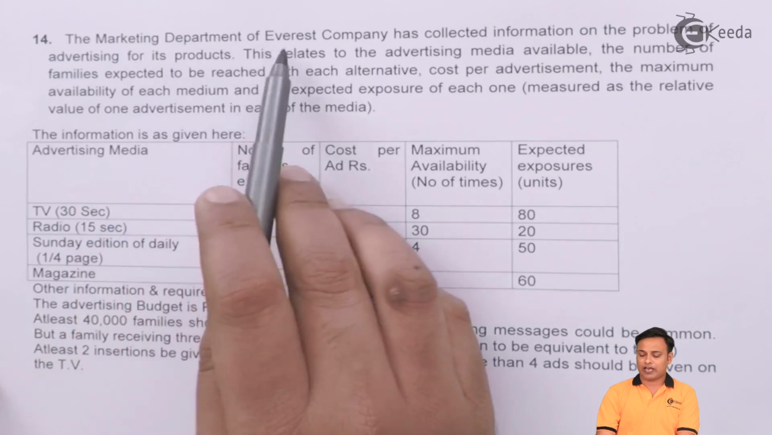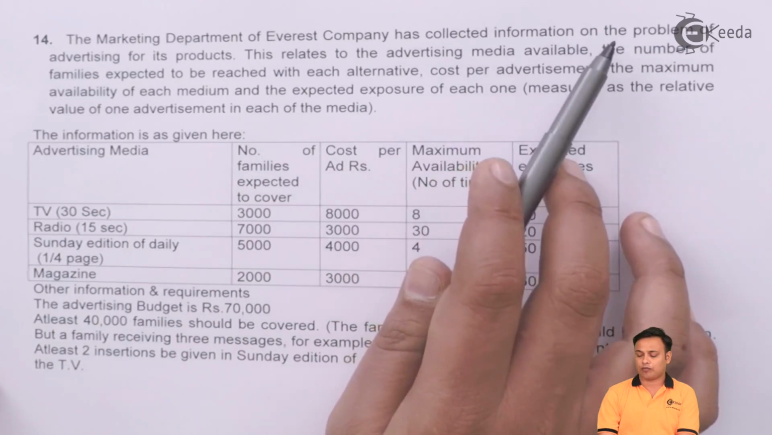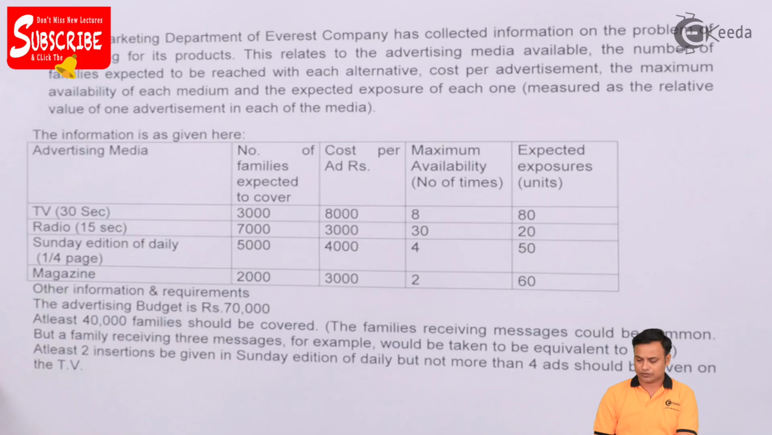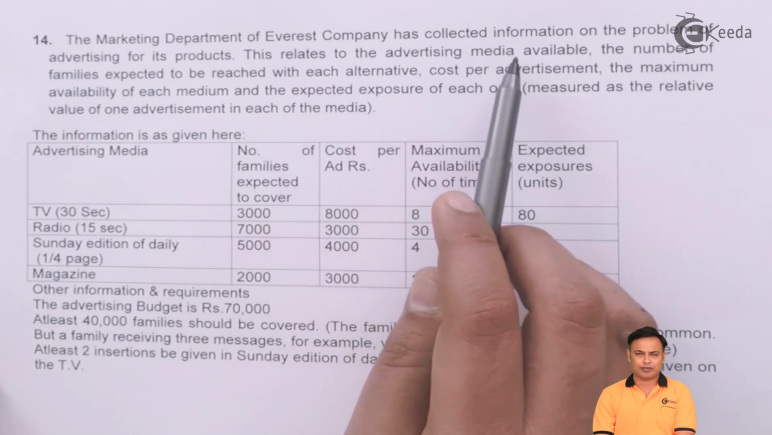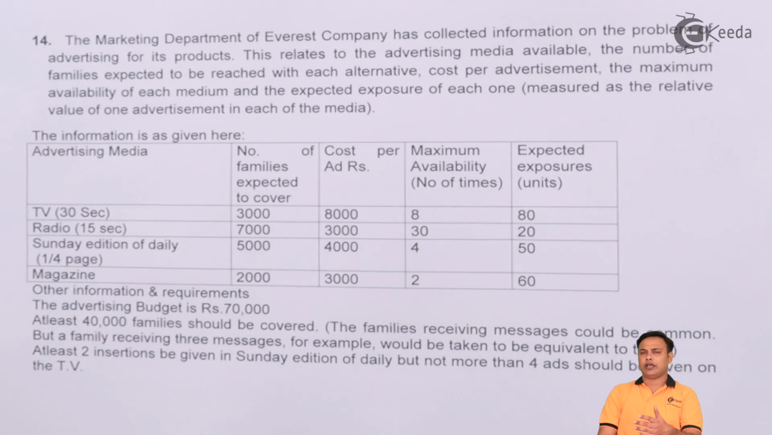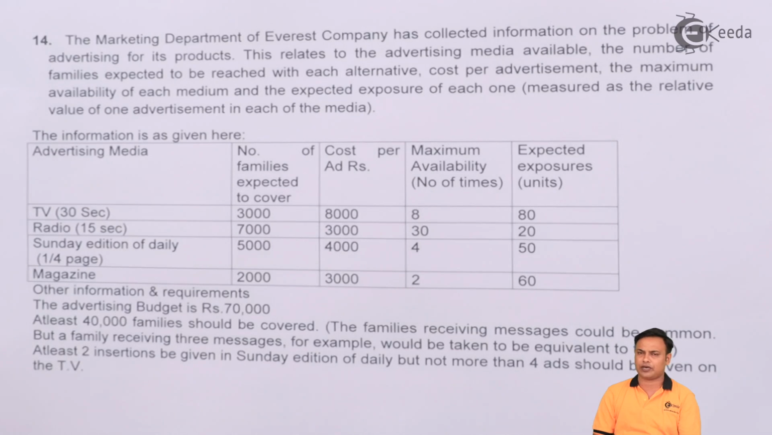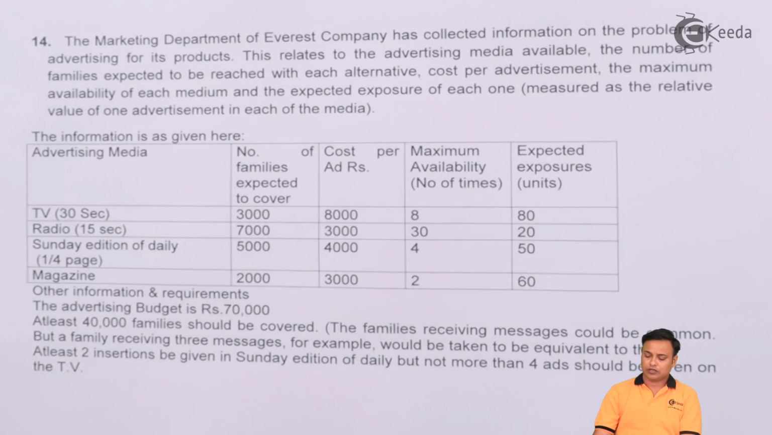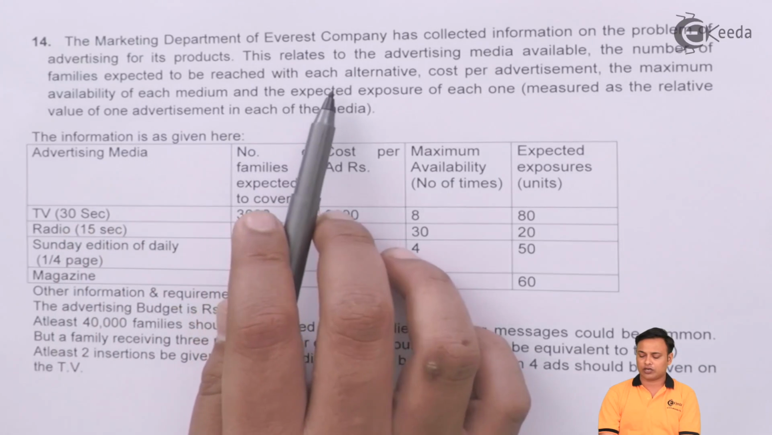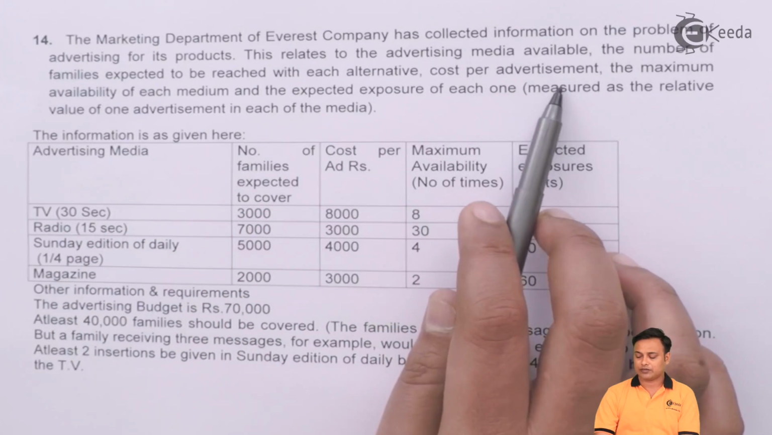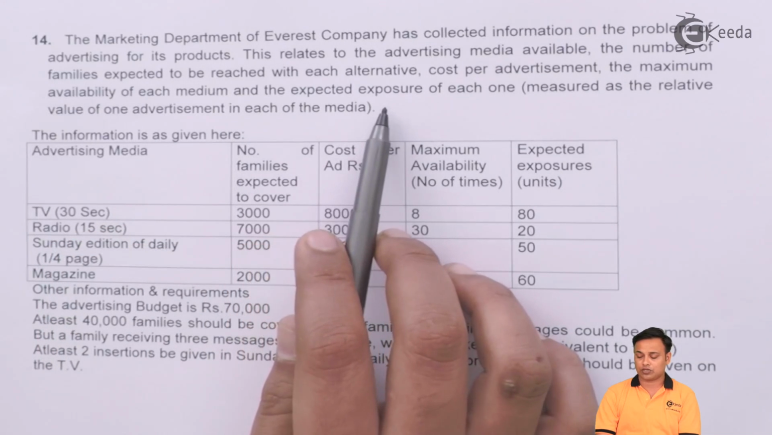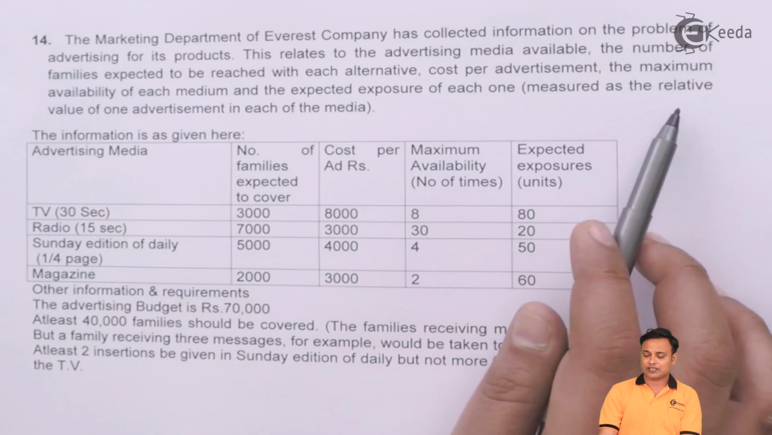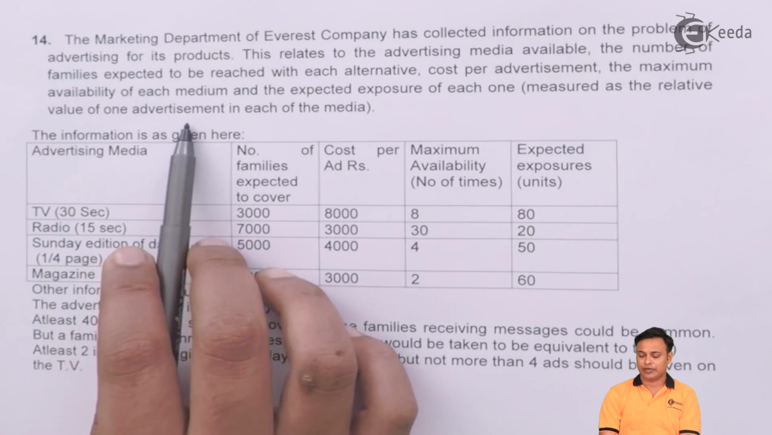A marketing department of an average company has collected information on the problem of advertising for its products. They want to just analyze what is the problem with the advertisement. This relates to the advertising media available. So what medium is available, whether it is magazine, internet, TV, radio, newspaper, whatever it may be. The number of families expected to be reached with each alternative, cost per advertisement, the maximum availability of each medium, and the expected exposure of each one, measured as the relative value of one advertisement in each of the media.